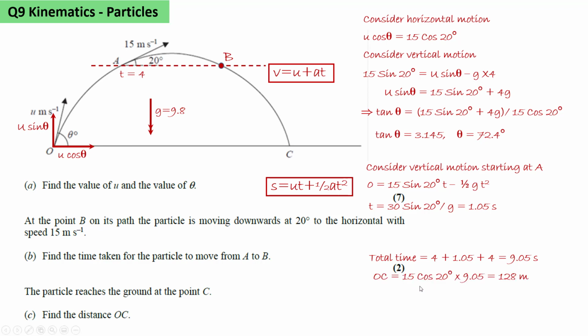Now, the horizontal velocity is the same all the way through, and it is 15 cos 20. So we multiply this horizontal velocity by the time 9.05 to get a distance for OC of 128 meters.